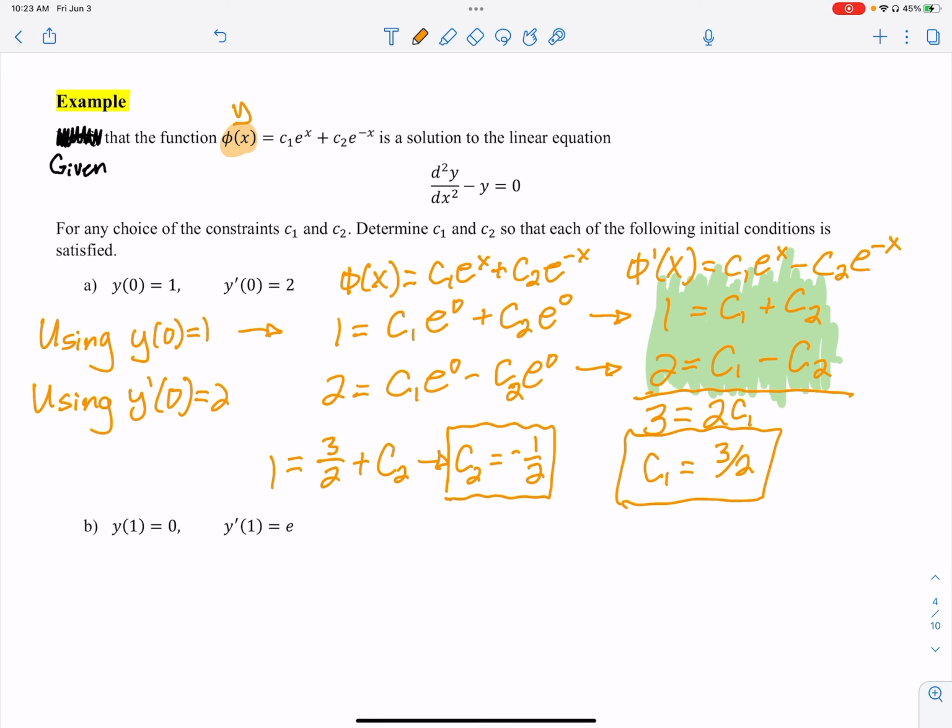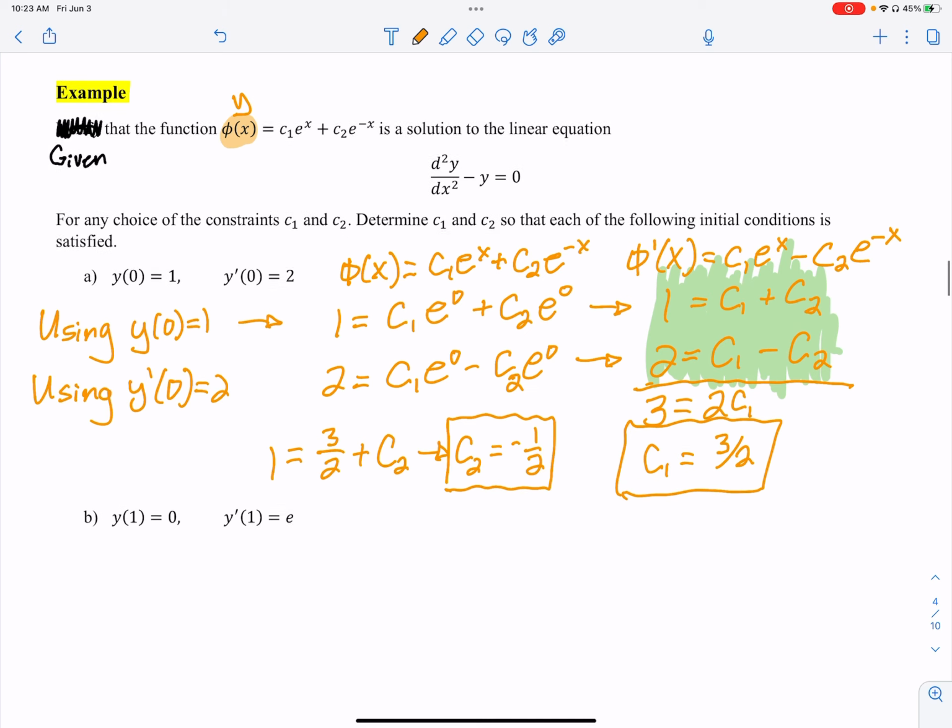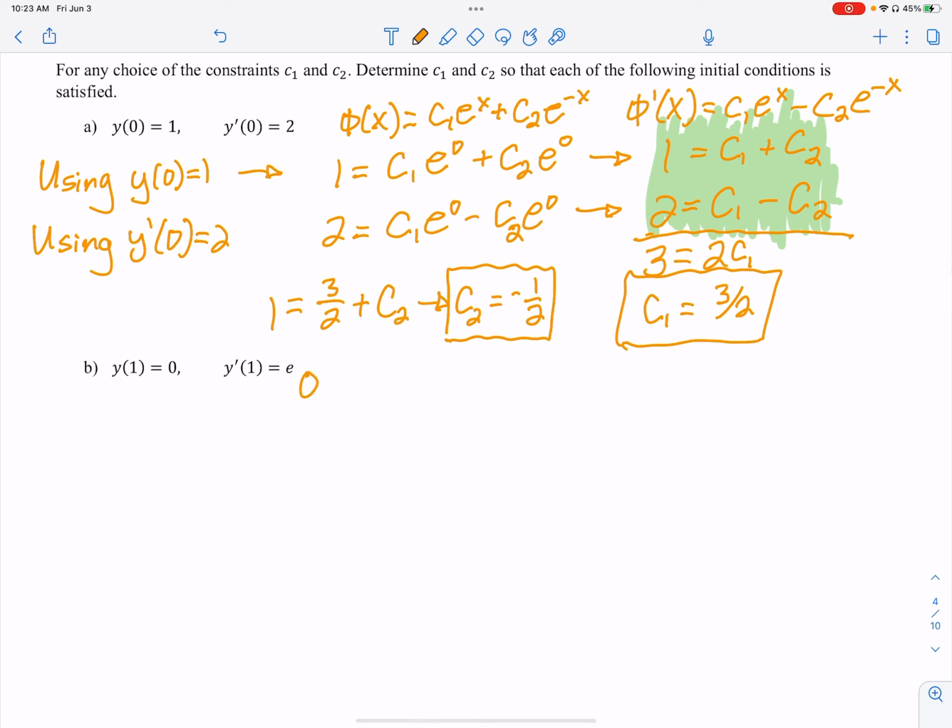So a lot of times for these IVPs, we will be working a system. So we need to get good at these algebraic systems. Now, most of the time it works out like that. It's not going to be anything crazy. A little later it does get nasty, but not too bad. All right, we're going to do another example of this. So using those same functions, I'm going to write them down again. So phi of x equals c1 e to the x plus c2 e to the negative x. And then we also have phi prime of x equals c1 e to the x minus c2 e to the negative x. Okay, so using those, y of 1 equals 0.